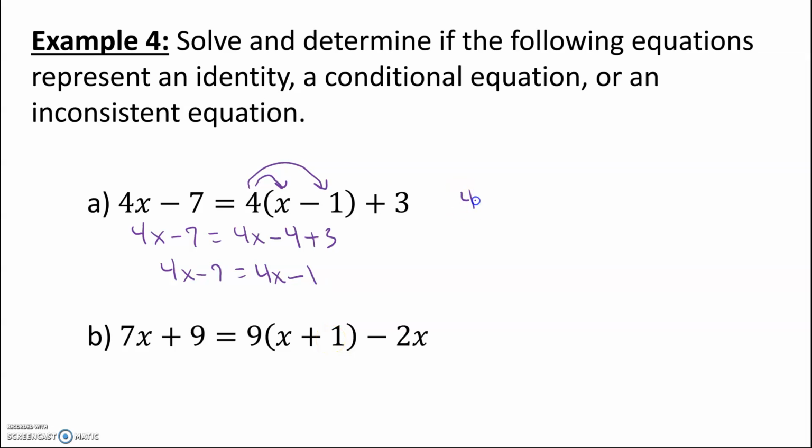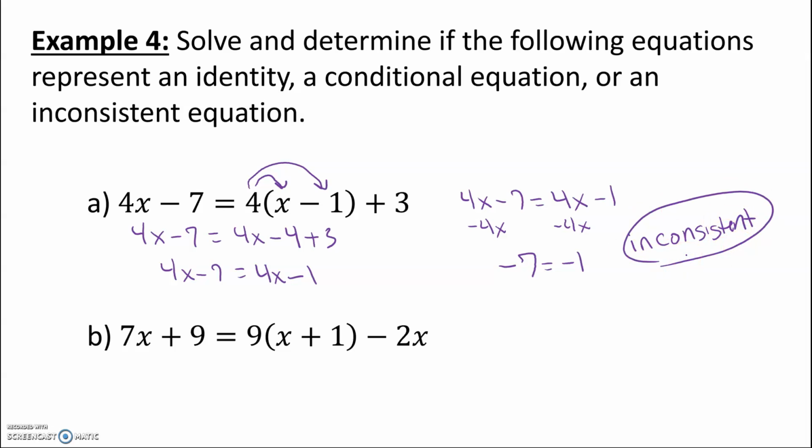And we're going to bring that over here. 4x minus 7 equals 4x minus 1. Let's subtract 4x's from both sides. And you got negative 7 equals negative 1. And I feel like we should be able to stop there and see that negative 7 is never going to equal negative 1. So again, that was that no solution, or as we just learned it, inconsistent. Right, negative 7 is never going to equal negative 1.